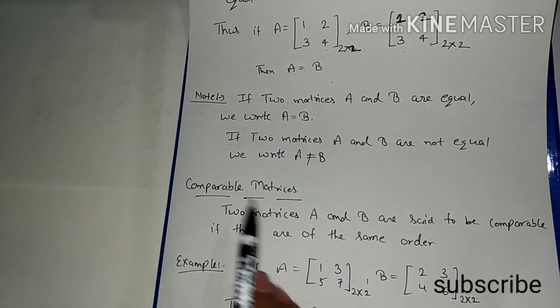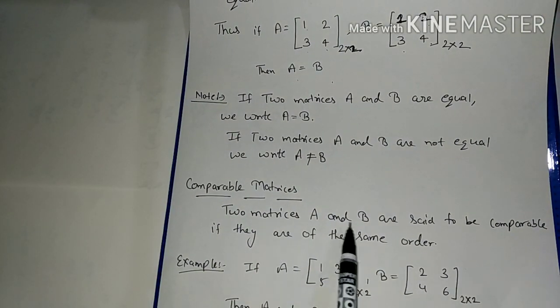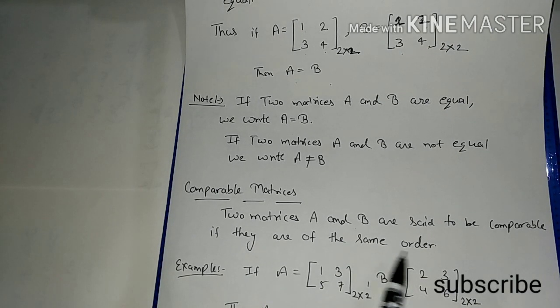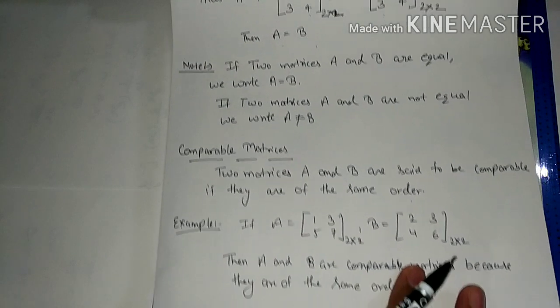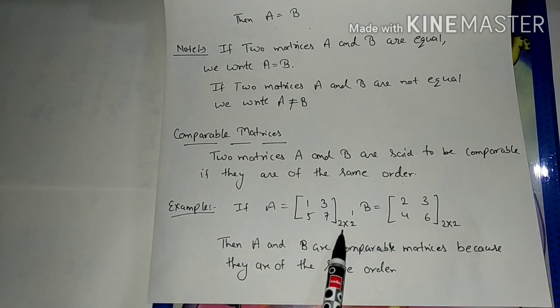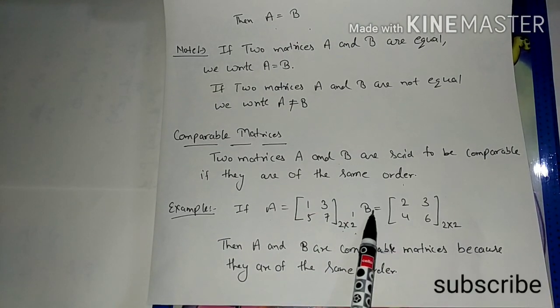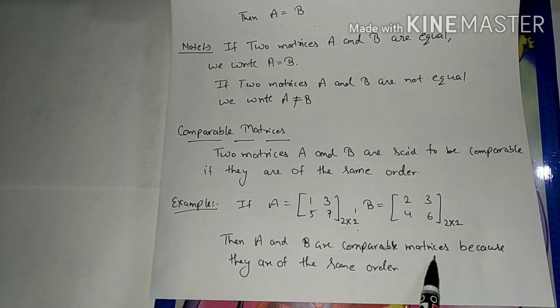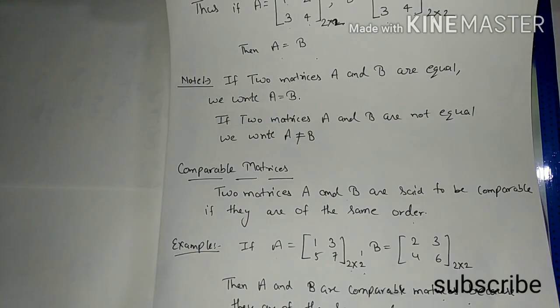Next, comparable matrices. Two matrices A and B are said to be comparable matrices if they are of the same order. Example, if A equals [1 3; 5 7], order 2 by 2, and B equals [2 3; 4 6], 2 by 2. Then A and B are comparable matrices because they are of the same order.